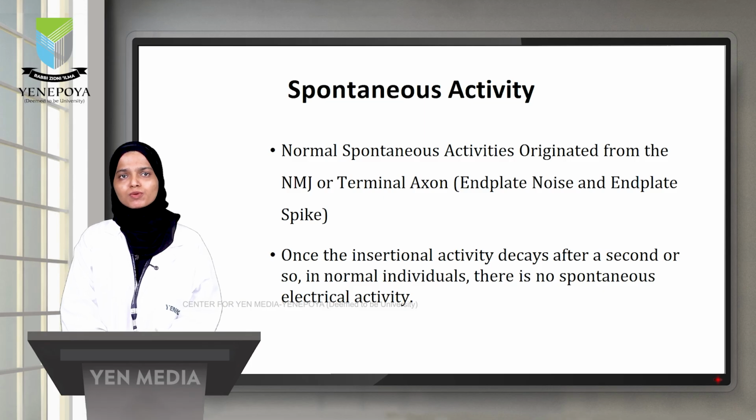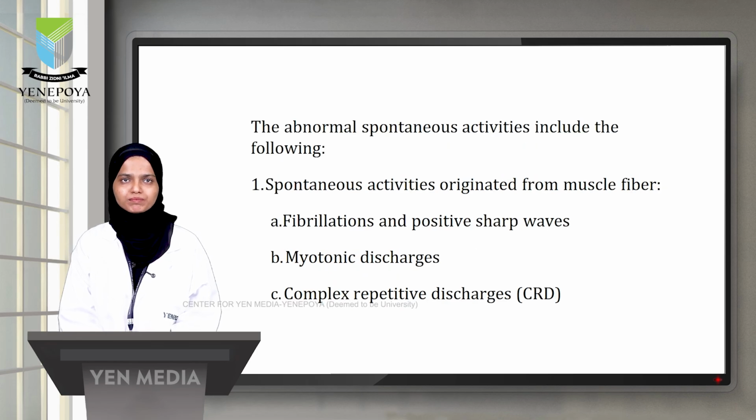Next we will look into the spontaneous activity. After the insertional activity, the next activity we see is spontaneous activity. If the needle is inserted into the motor unit, we will see a spontaneous activity originating from the NMJ or terminal axon. It is end plate noise or end plate spike. In normal individuals, there is no spontaneous activity after the insertional activity.